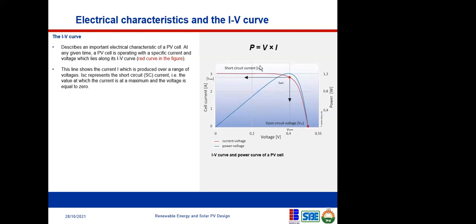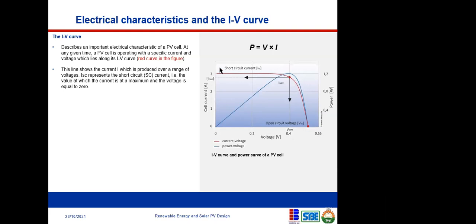Okay? And any point where we can get the maximum value of P, that's what we call the maximum power point, right? That's what we call MPP. Yes, that's what it is. The MPP is the maximum power point along the red line.